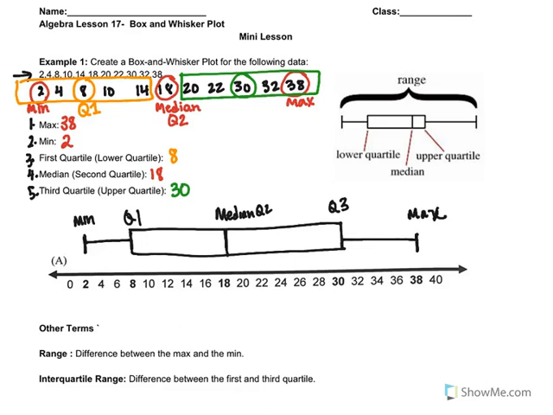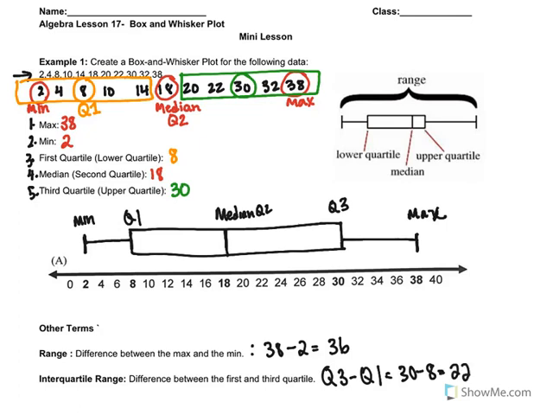Some of the things that they can ask you about are the range, which is just the difference between your maximum and your minimum. So in this case, if I ask you for the range of this set of data, then you would do 38 minus 2 to give you 36. Or they can ask you for the interquartile range, which is just your third quartile minus your first quartile. In this case, 30 minus 8, which is 22.